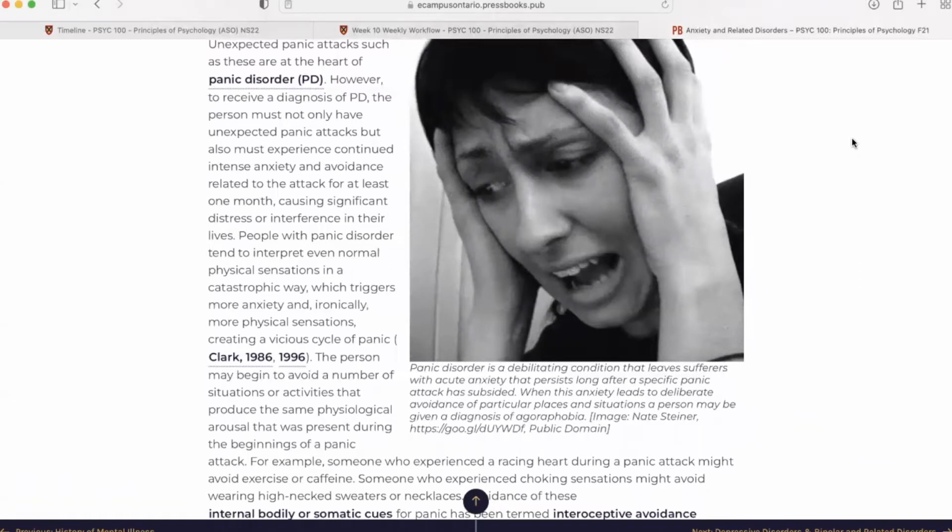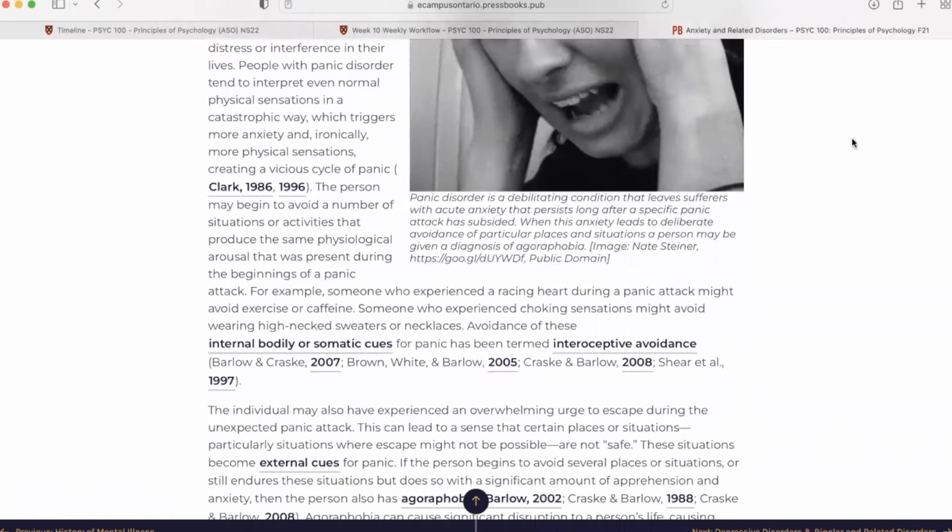in their lives. People with panic disorder tend to interpret even normal physical sensations in a catastrophic way, which triggers more anxiety and, ironically, more physical sensations, creating a vicious cycle of panic. The person may begin to avoid a number of situations or activities that produce the same physiological arousal that was present during the beginning of a panic attack.